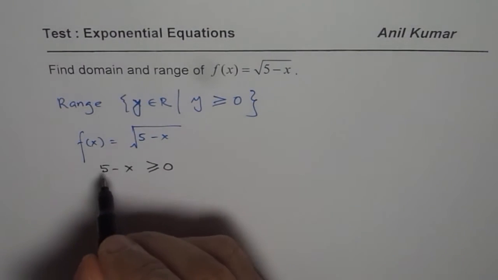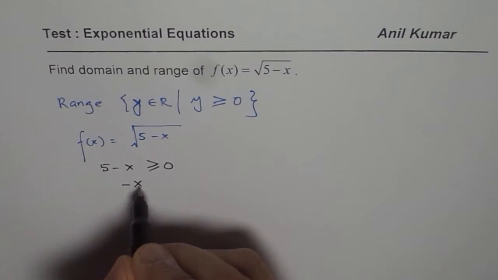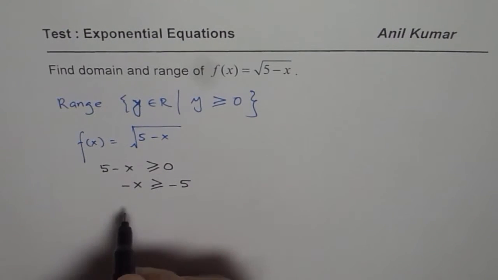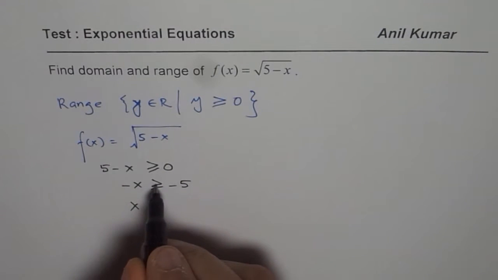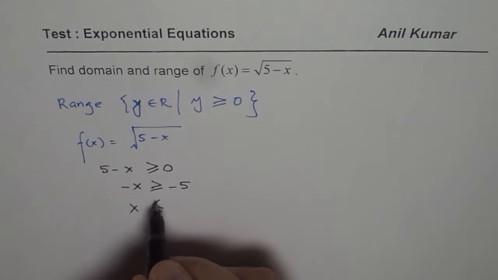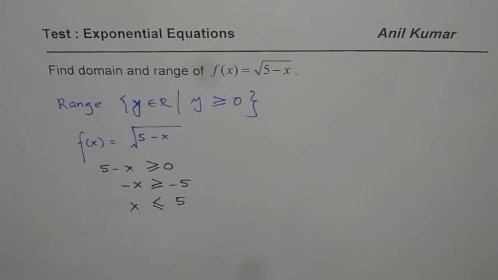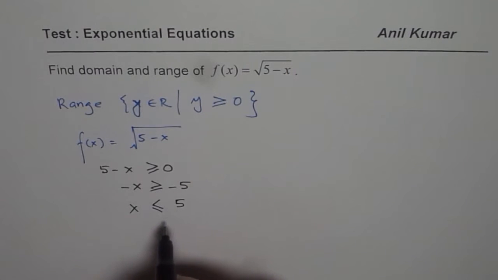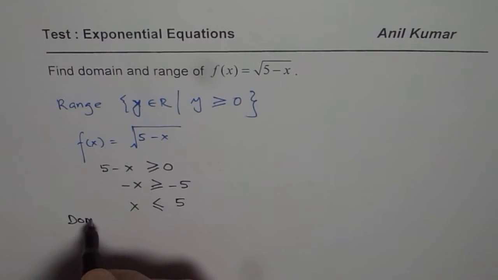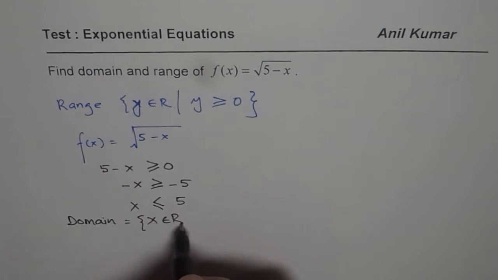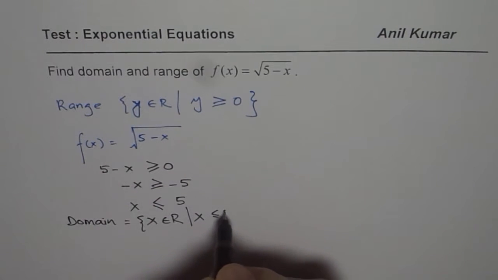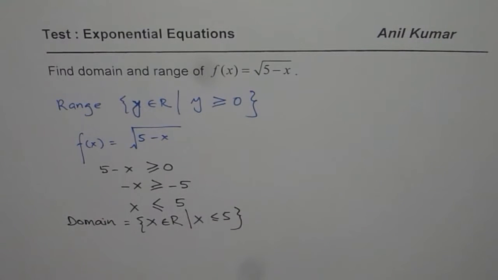To solve this, we can take 5 to the right side. So minus x should be greater than or equal to minus 5. And then multiply by minus 1. Whenever you multiply by a negative, remember to switch the sign. That could be a big mistake at times, okay? So it becomes x less than or equal to 5. That gives you the domain for the function. We can write the domain as x belongs to real numbers where x is less than or equal to 5, right? Now that is the best way of solving this particular question.